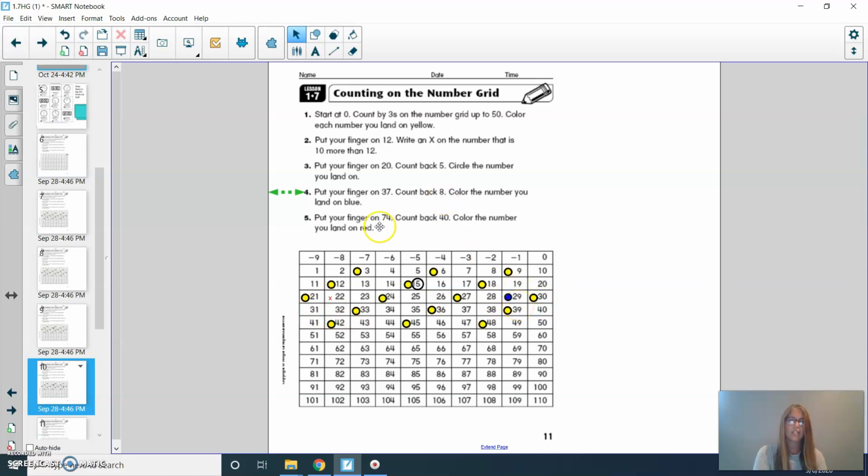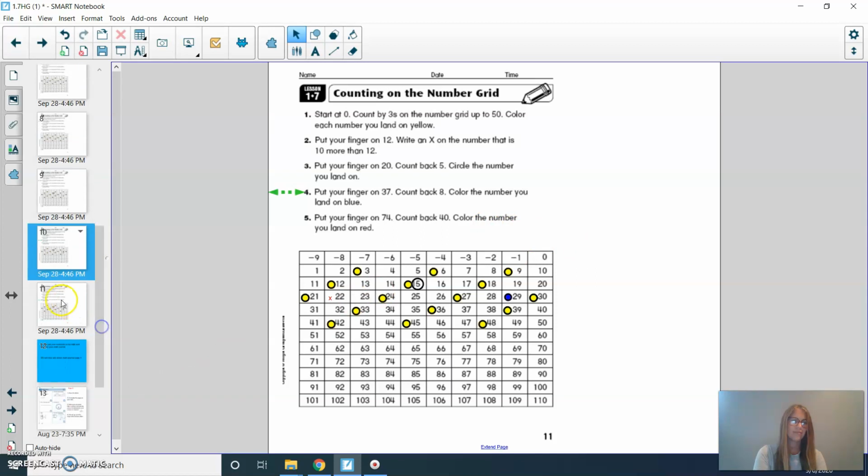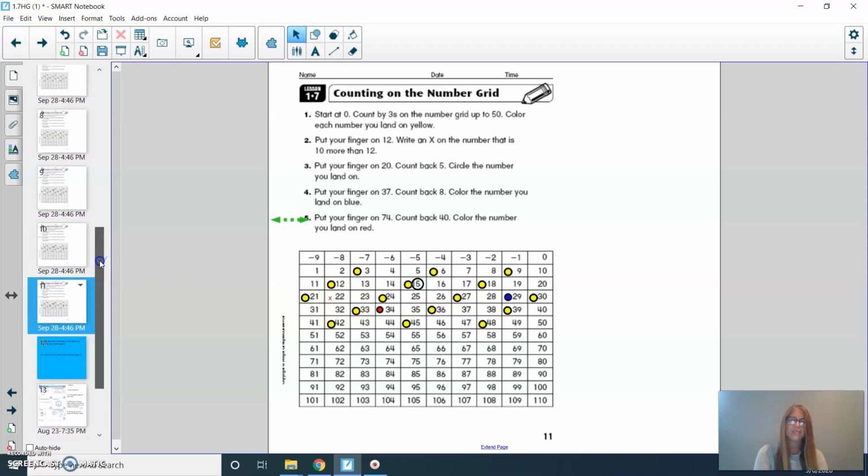For our last one, could you put your finger on 74 and count back 40 and color the number you land on red? I put my finger on 74. I count back 10, 20, 30, 40. The number that I landed on was 34, which I marked red. If you want more practice with this, you could pause and rewind the video a little bit and try again.